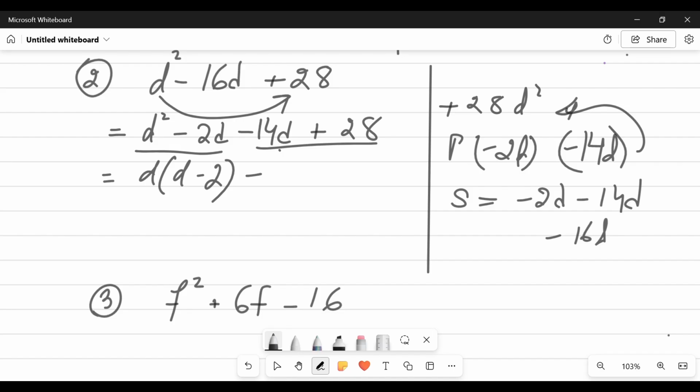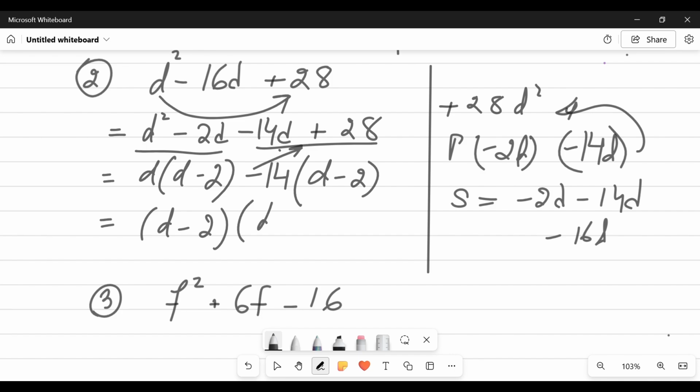Minus 14 and 28, highest common factor, not just a common factor, right? 14 we will take, and then d is left, considering this minus sign and this plus sign. I'm talking about these two signs. It will be minus, and d times 14 was 28, 42. So now we have two same brackets. Write down d minus 2 one time, and the highest common factors which are outside the bracket, close them in the other round bracket. Okay, this is the answer.